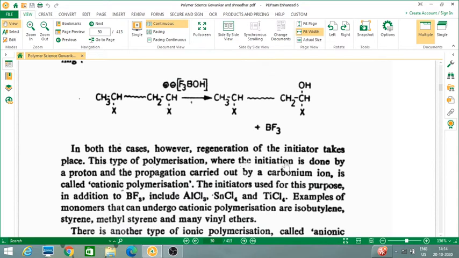This type of polymerization, where the initiation is done by a proton and the propagation is carried out by a carbonium ion, is called cationic polymerization. The initiators used for this purpose in addition to BF3 include AlCl3, SnCl4, TiCl4, aluminum trichloride, titanium tetrachloride. Examples of monomers that can undergo cationic polymerization are isobutylene, styrene, methylstyrene, and many vinyl ethers.